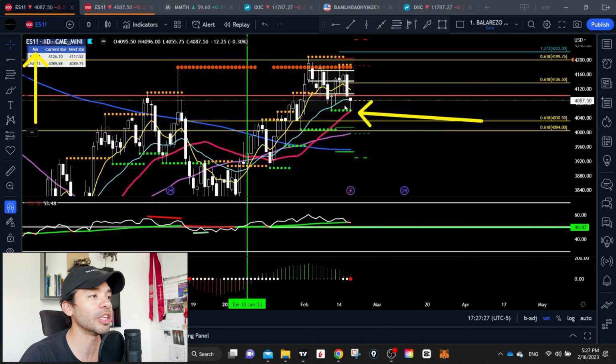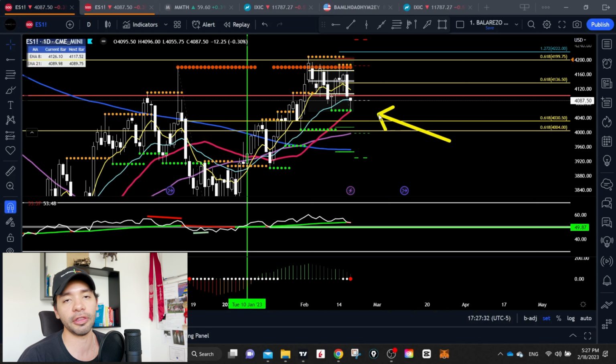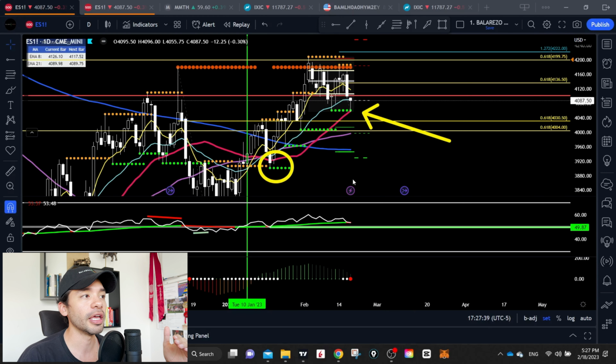You can see that this actually came all the way to the 30 daily moving average, which is the pink line in the charts. You can see that we came all the way to that level, and that level tends to be a very important level of support in the S&P.